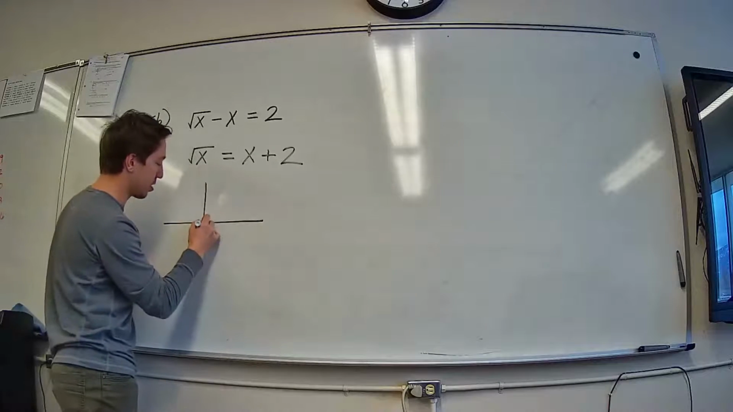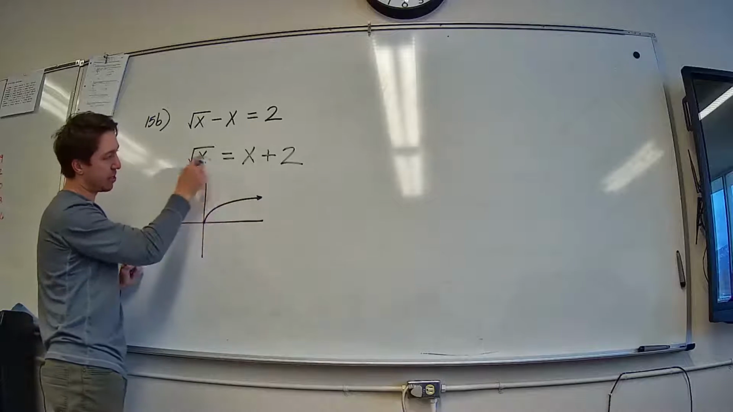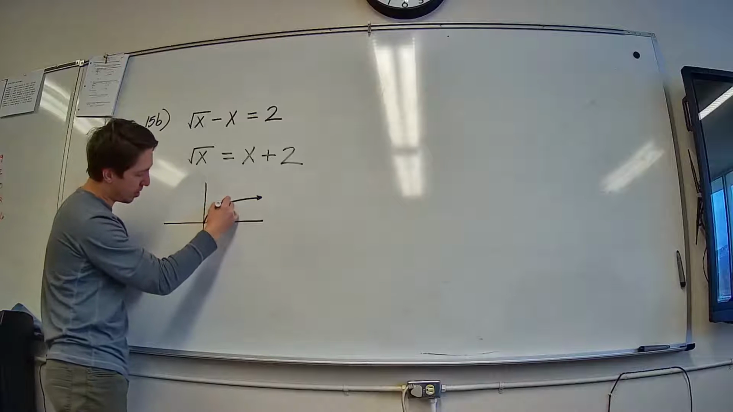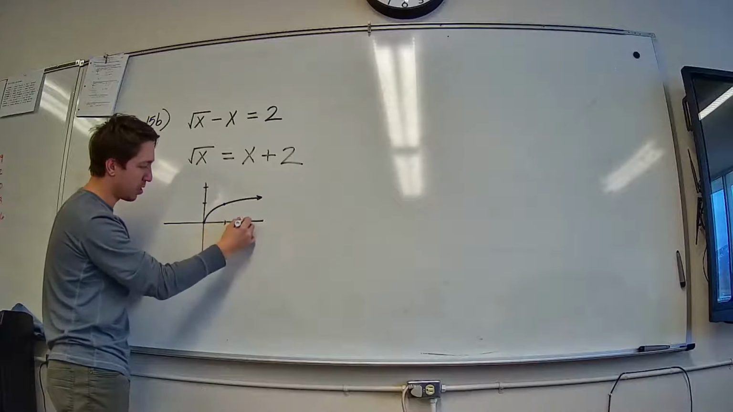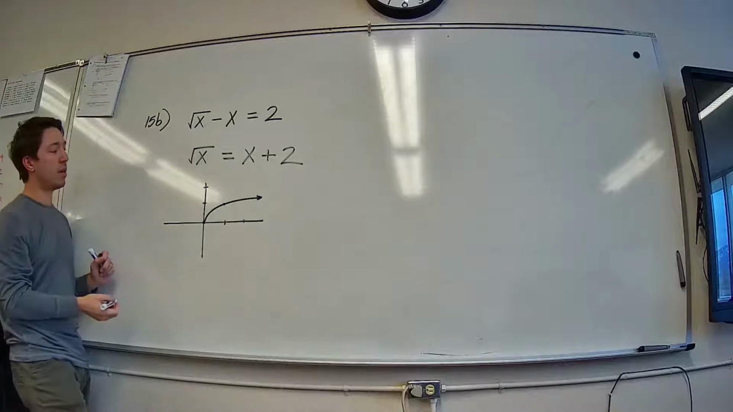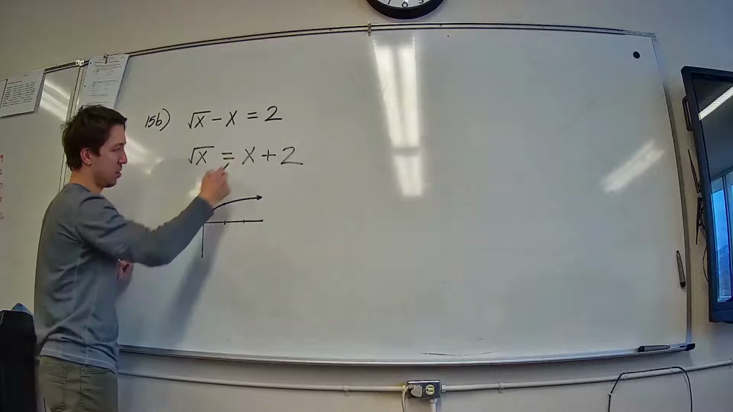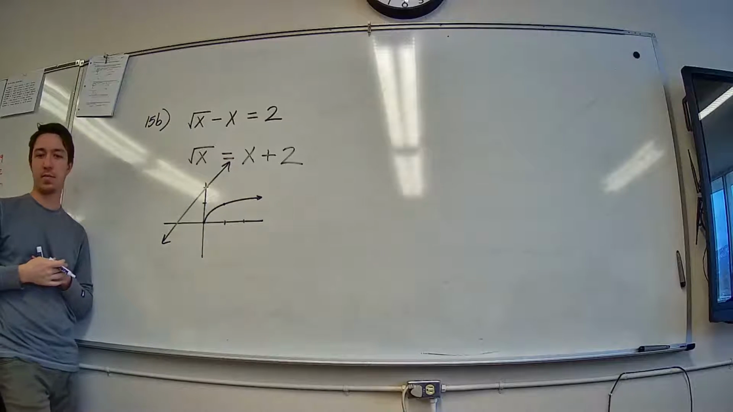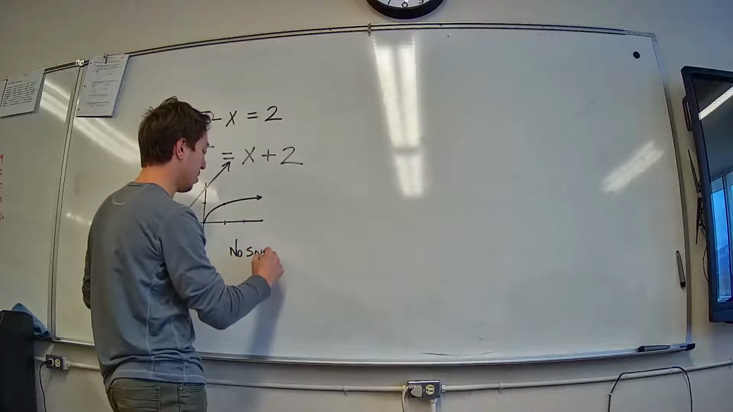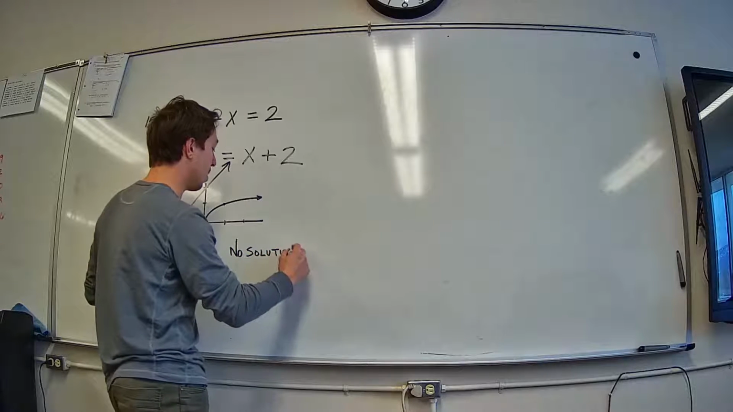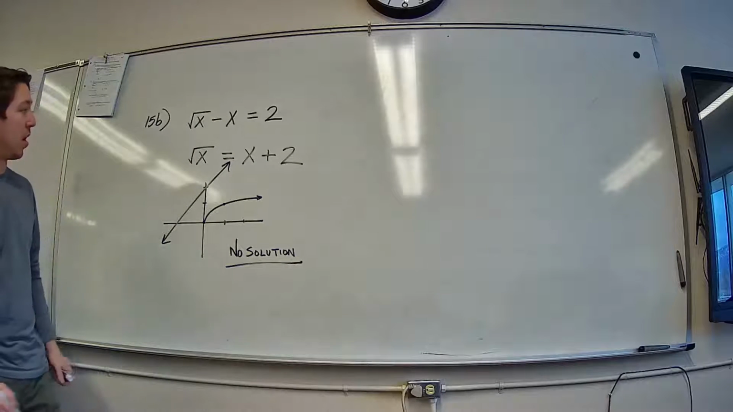Okay, so the square root function looks like this. And when I say carefully, I mean you've got to make sure that it's relatively proportional. So let's say that's 1, 2, 3, etc. Now what does x plus 2 look like? What does that tell us? There's no solution. Nope, there's not a solution. Good point. That's a good point.